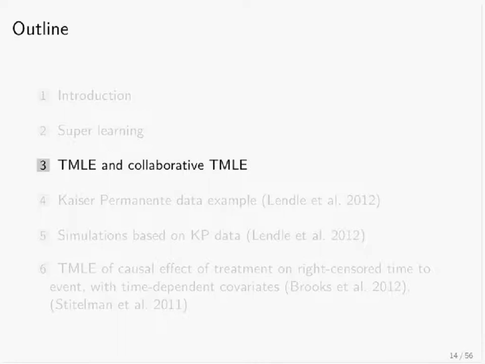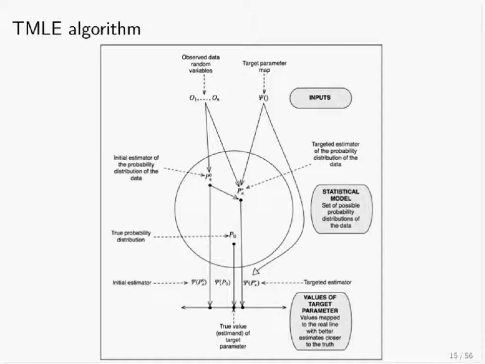So here is a visual presentation of what targeted maximum likelihood is about. What I plot here is a circle, which is the statistical model. These are the set of possible probability distributions of your data. P0 is the true probability distribution, which we don't know. And then we have our data, which we can map into an initial estimator of our probability distribution. We could be using the super learner. And really, we focus on the relevant part of the probability distribution.